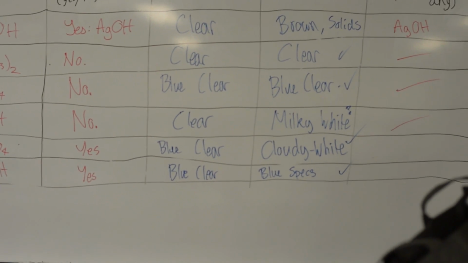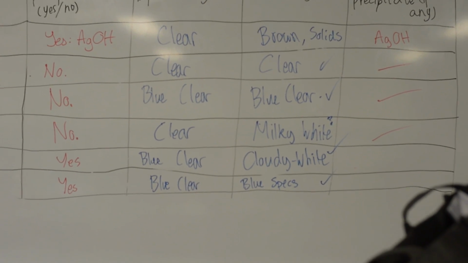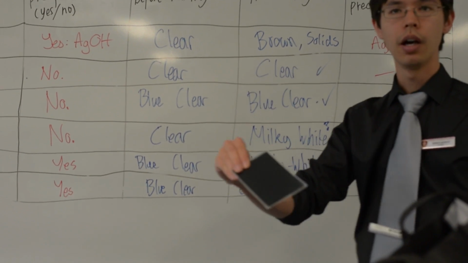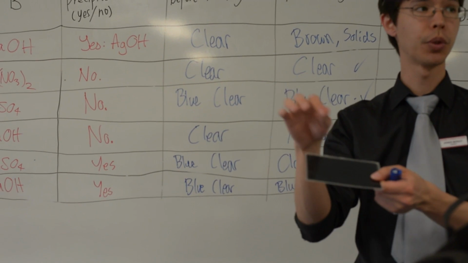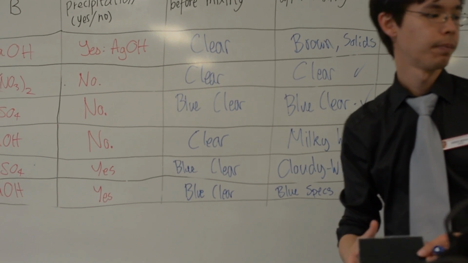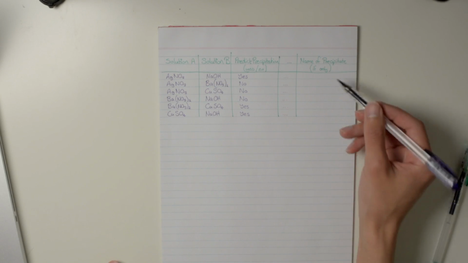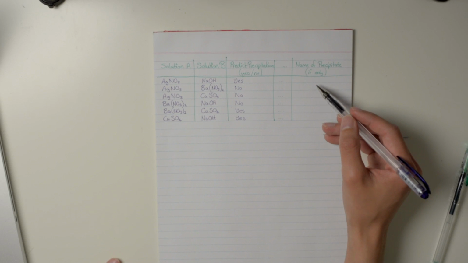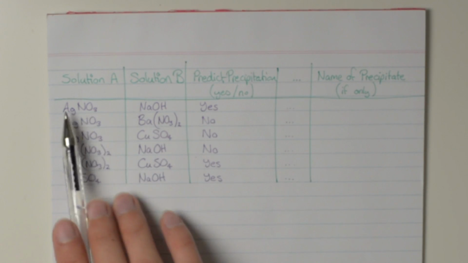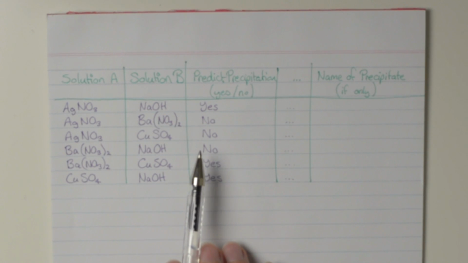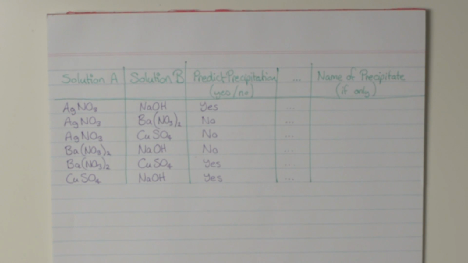If you looked really closely, if you actually got the dark part and put it underneath your wells, you would have seen that it was not just blue, it was actually blue with tiny specks inside. In the data table, we had to find out the name of the precipitate. In our prediction, we had to predict whether any combination of these ions will combine in such a way that they form an insoluble precipitate.